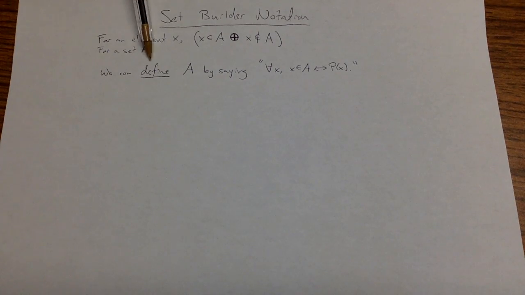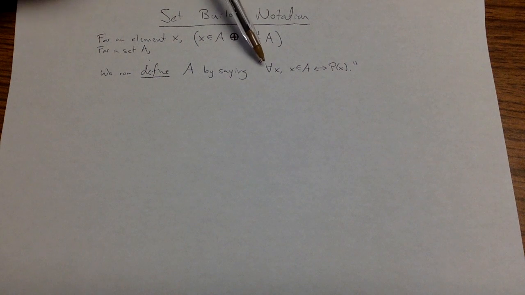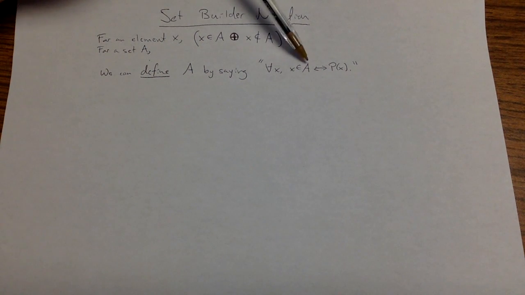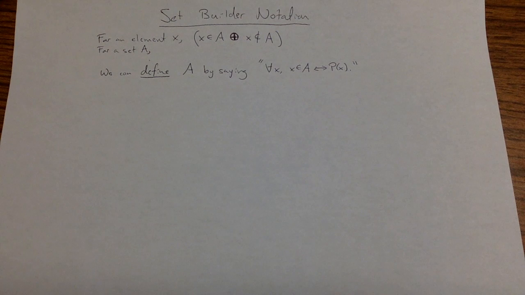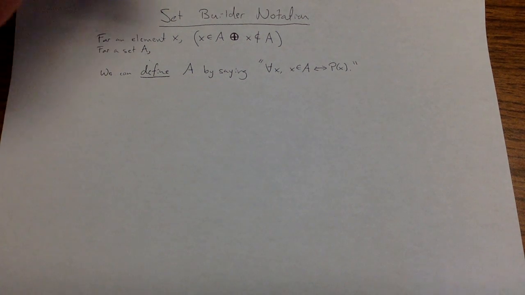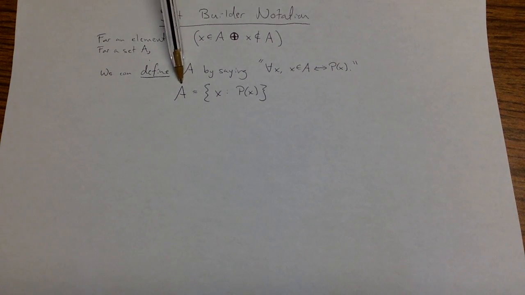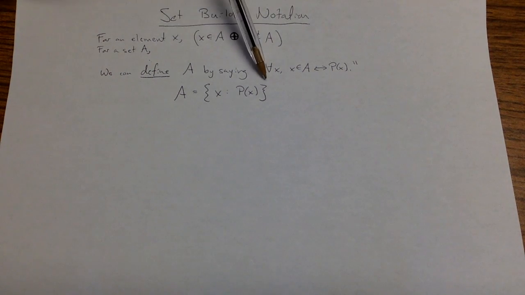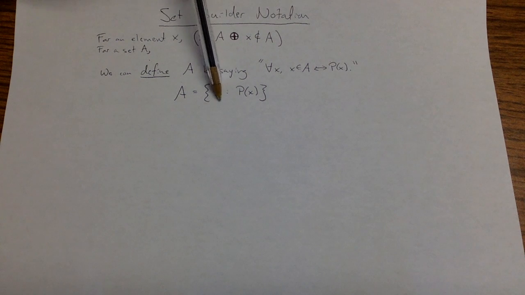That is, we can define my set A by saying no matter what element I pick, x is an element of A if and only if some propositional function P of x is true. And this is essentially equivalent to using the following notation. To define my set A, I can say it's equal to, using curly braces to denote the set, the set of things x such that P of x is true.